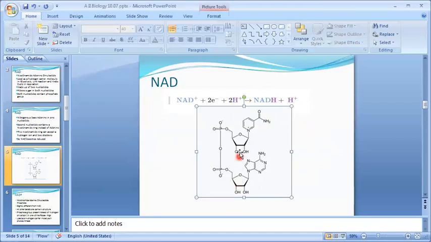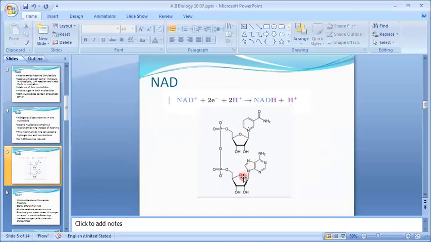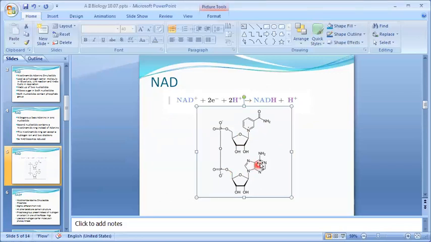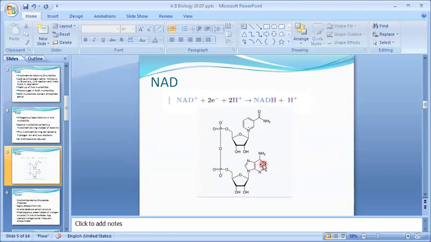This is one nucleotide. This is the second nucleotide, right? And if you see this nucleotide, it has a phosphate group. It has the adenine nitrogenous base. While this is the second, and this is the ribose sugar present over here. And this is the second nucleotide, which has a ribose sugar, a phosphate group, and a nicotinamide ring. And this is the place at the nicotinamide ring, which is going to accept the hydrogen ion and two electrons. So this is the structural formula of NAD. But as I told you earlier, you need not memorize the structural formula.